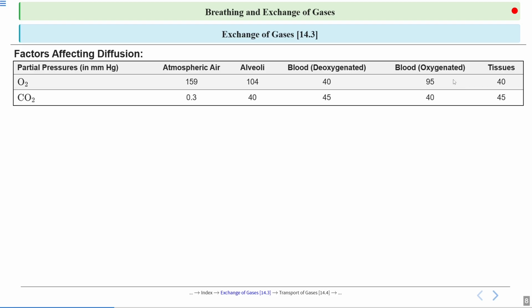So there we see there is more difference of oxygen between the oxygenated blood and tissue, but less difference of carbon dioxide. So which will move at the faster rate? Oxygen will move at the faster rate, not the carbon dioxide, right? Because we have just now studied that the greater the difference of partial pressure of a gas in two regions, the diffusion rate will be more. And if it has less difference, then the diffusion rate will be less.